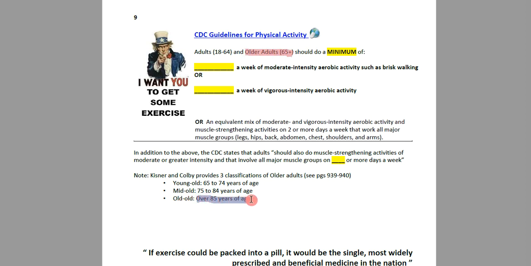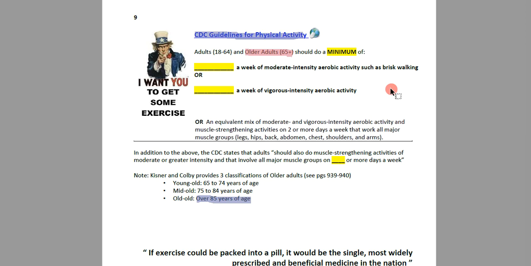Over 85 years old, they say you're old. 75 to 84 is mid-old, and 65 to 74 is young old. So some interesting terminologies for that. But for the most part, the CDC has good terminologies for that. And anytime in this guide, if you see the web symbol, you can click on these links, and that'll take you straight to the link in the website where we got that information.